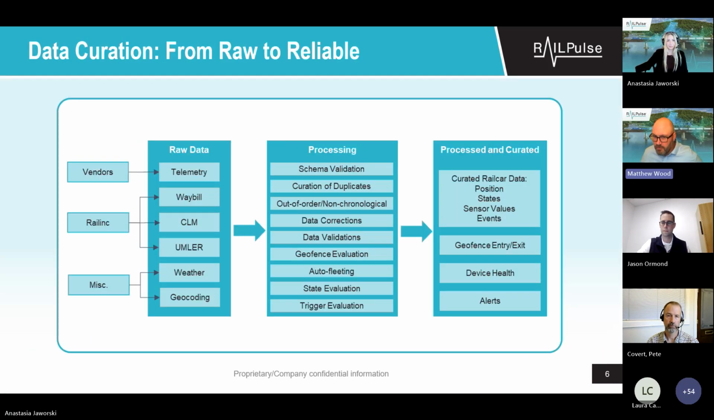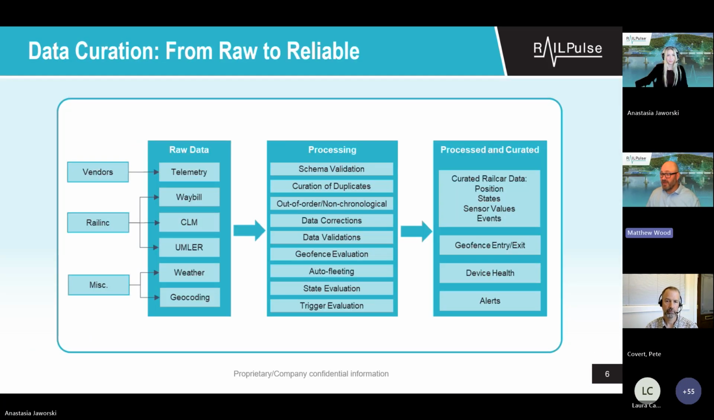So moving on, RailPulse doesn't just collect and redistribute data, right? Our goal is to curate data so that our customers can trust what they're receiving is high quality, and you don't need to invest your own team's time in doing validation of the data, right? We want to do that work for you. We want to monitor the devices, monitor the vendor data flows, do that work for you so that you can concentrate on using that data to get value versus validating the data itself.